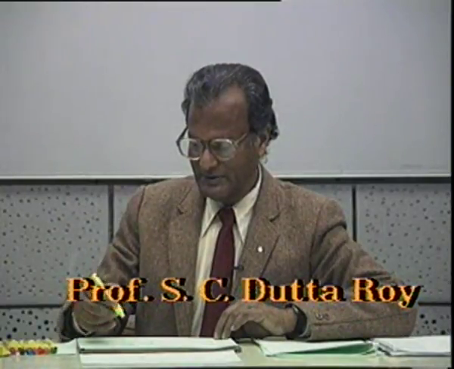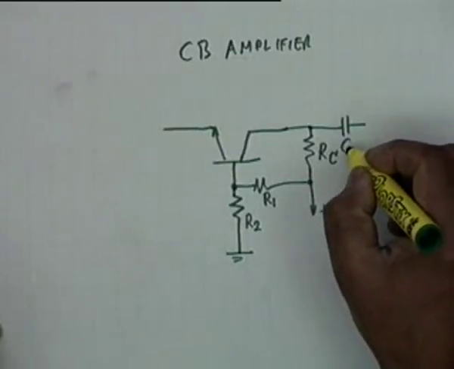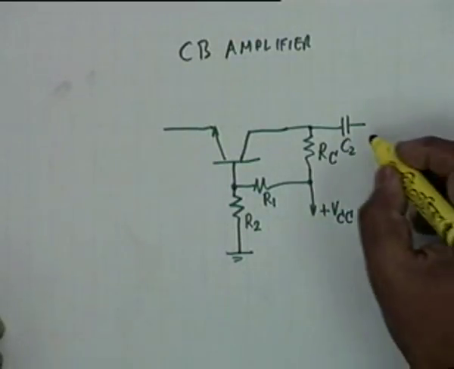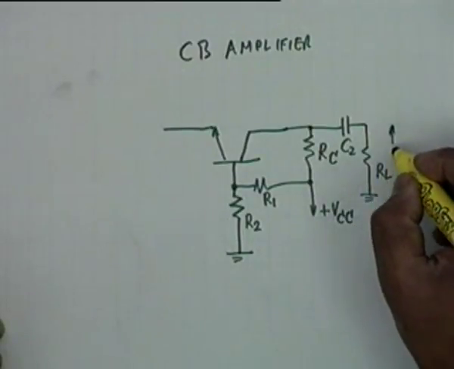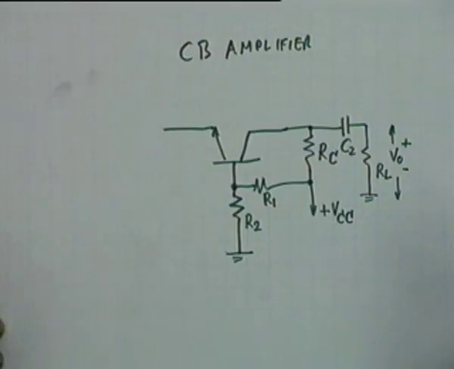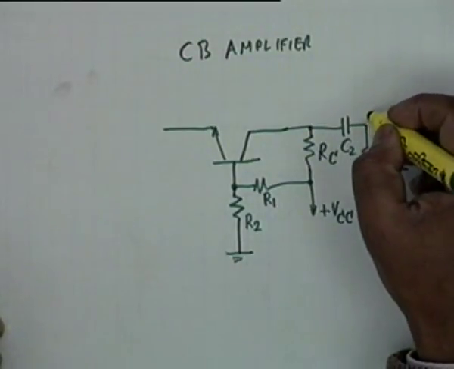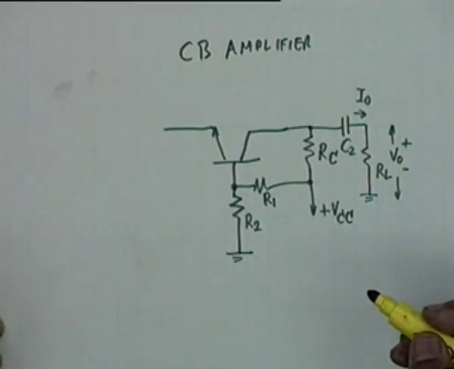And then the output is to be taken from the collector. So the output goes via a coupling capacitor C2 to R sub L. And this is my V0, the root mean squared voltage, the phasor voltage. And this is the current I0, the load current.